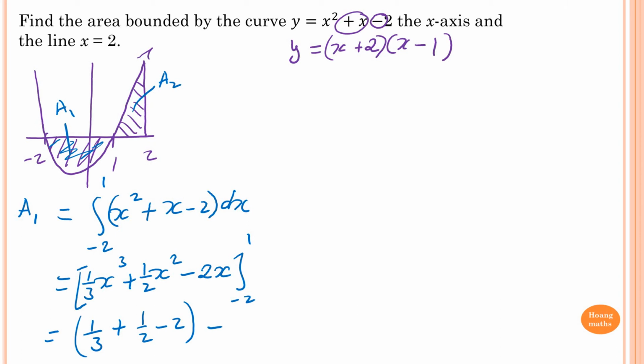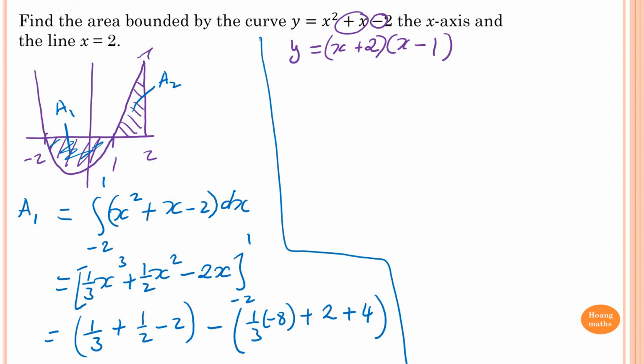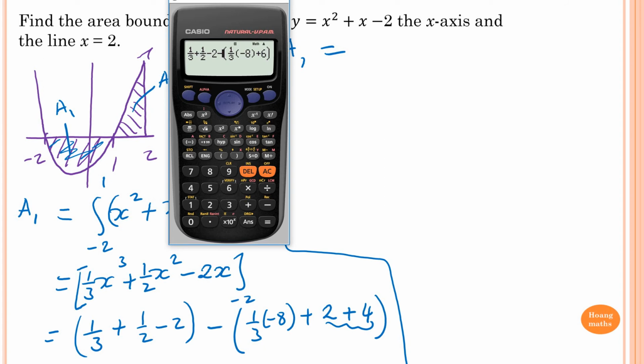So which is one-third of -8. Plus -2 squared is 4, so half of 4 is 2. Minus half of -2, so become +4. And close bracket. So I just write on this side, sorry, I ran out of space. I just clear this first, so I can write on here. So A1 is equal to, because 2 plus 4 is 6, so I just put 6 rather than 2 plus 4, it's simple. So I just put exactly the same.